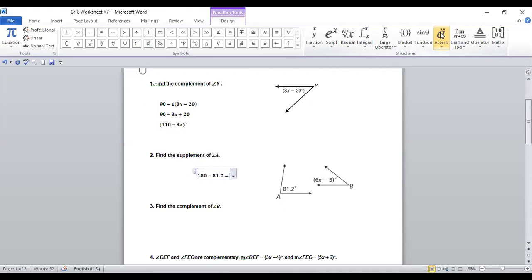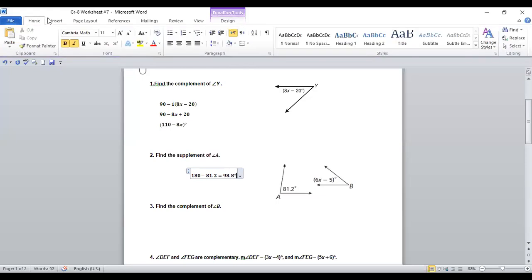So that's going to give you how much? 180 minus 81.2. That's going to give you, let me find the, so that's going to be giving you 98.8 degrees. Okay, so the supplement of angle A is going to be 98.8 degrees.